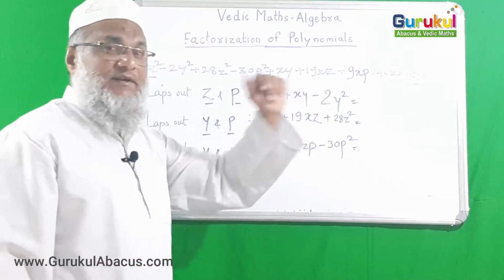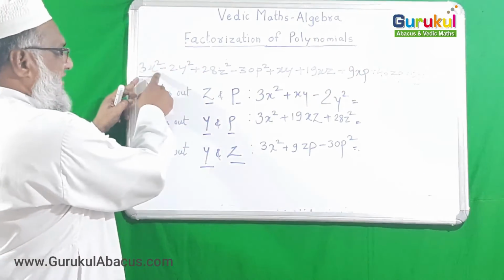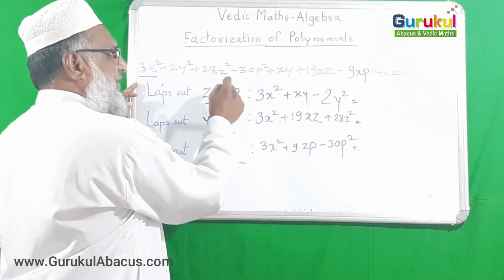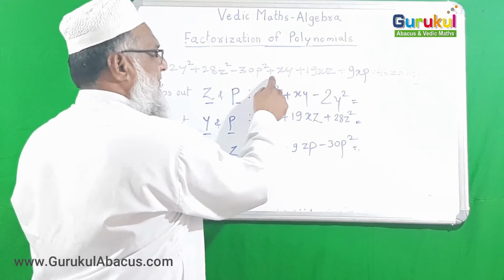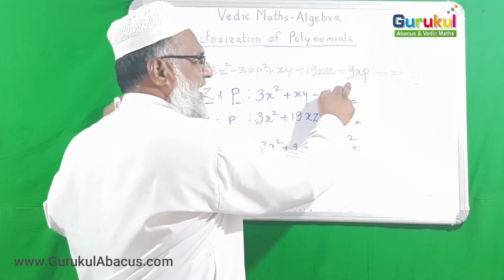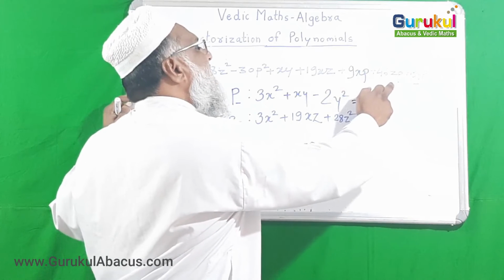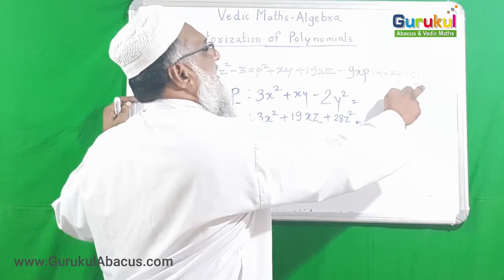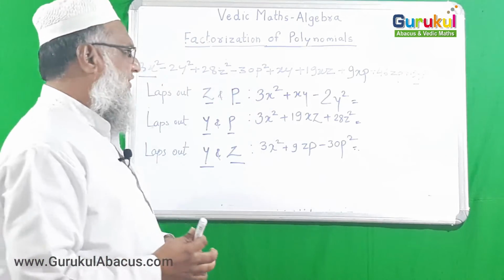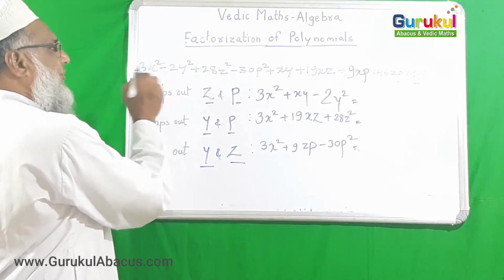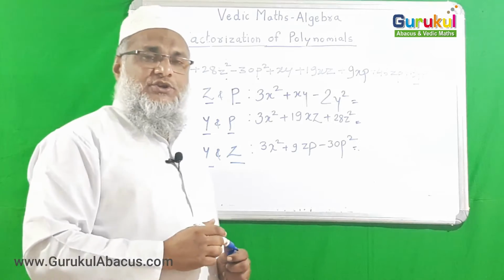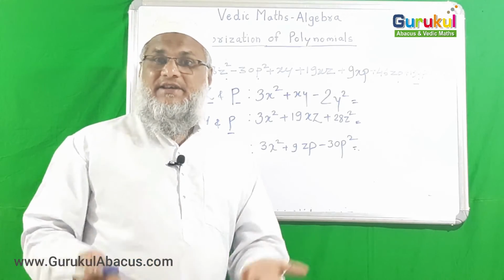Here is the example, I will read it first: 3x² − 2y² − 28z² − 30p² + xy + 19xz + 9xp + 46zp + 19yp − yz. By observation, what can we understand? Here there are four variables: one, two, three and four. In this situation, how can we start factorizing?